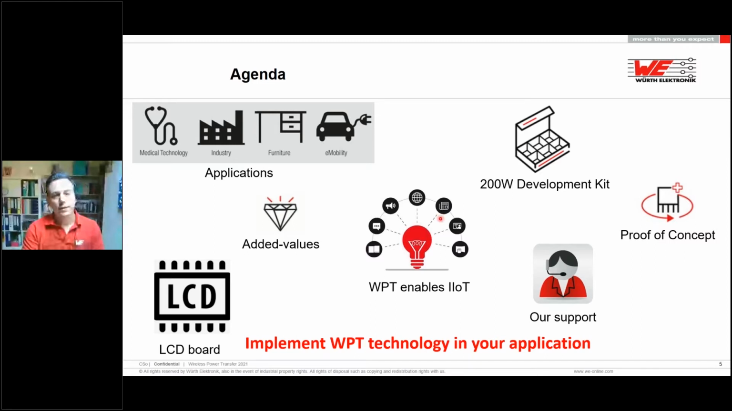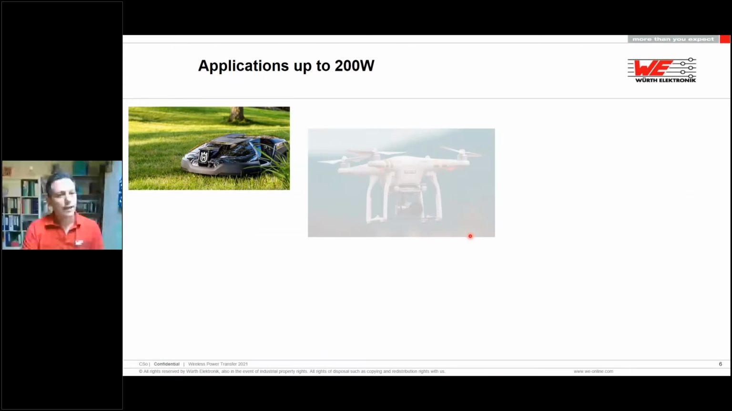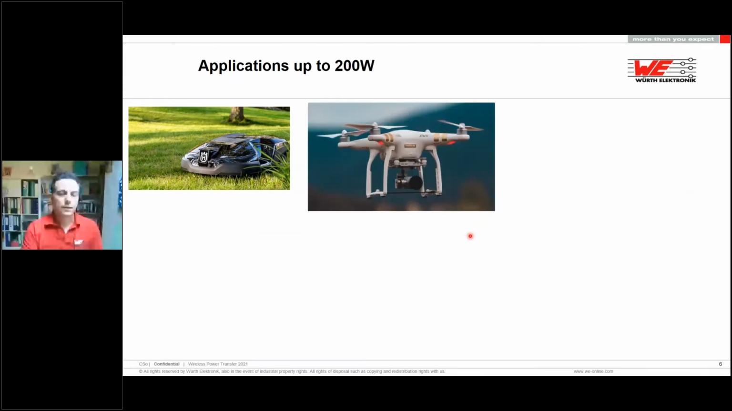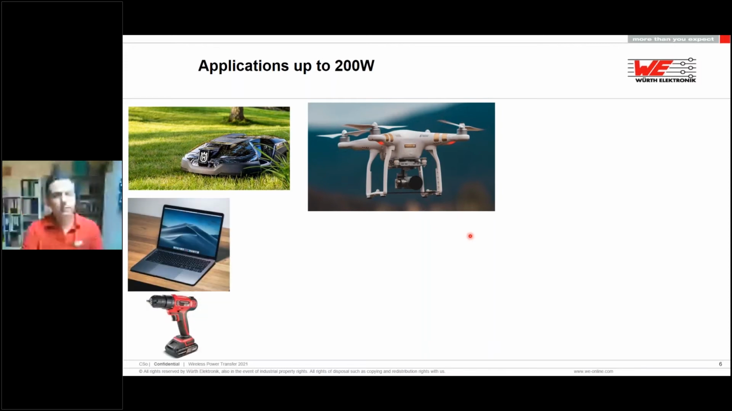What kind of application could be interesting? First of all, any kind of drones, lawn mowers, for example, can be realized, and you are able to transfer not only data, but also energy wirelessly. Additionally, some consumer products can also be used in the future. So we have here, for example, power tools or a laptop.